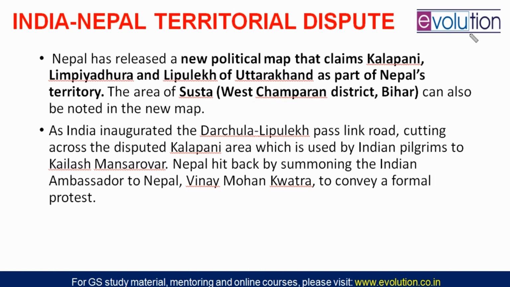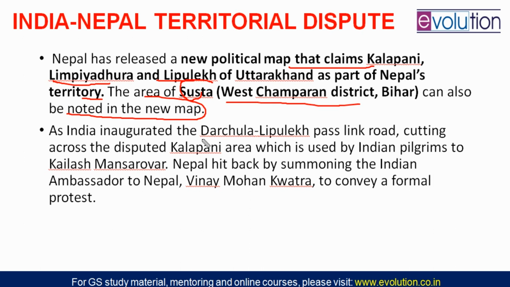Now come to our lecture. Nepal has released a new political map. Now everything will be very easy to understand. The new political map of Nepal claims Kalapani, Limpiadura, from where the Kuti river originates, you know already now, and Lipulekh of Uttarakhand as part of Nepal's territory. Also the area of Susta, which is present in West Champaran district of Bihar, is also present in Nepal's new map. So these two areas are disputed areas.